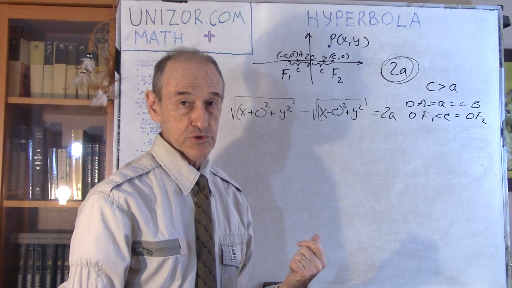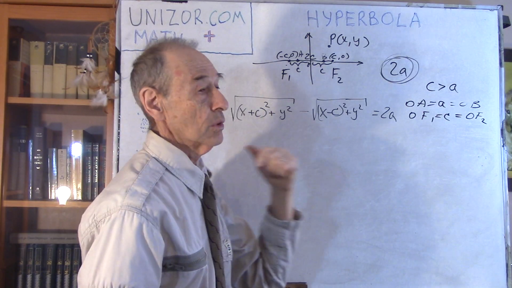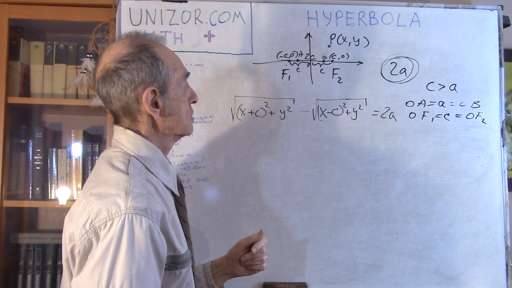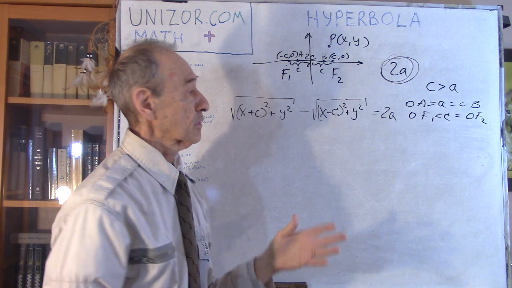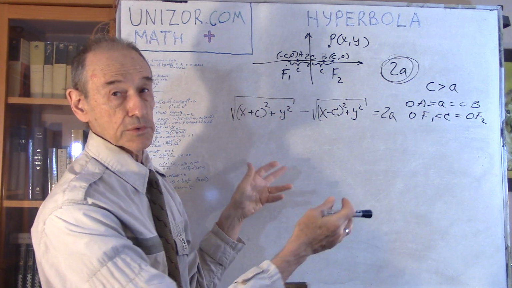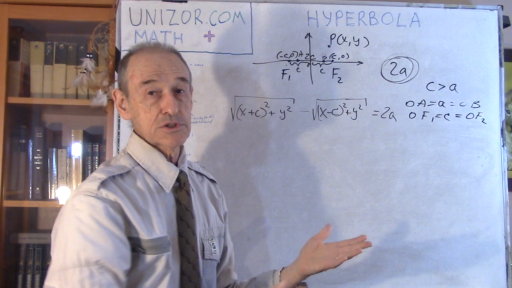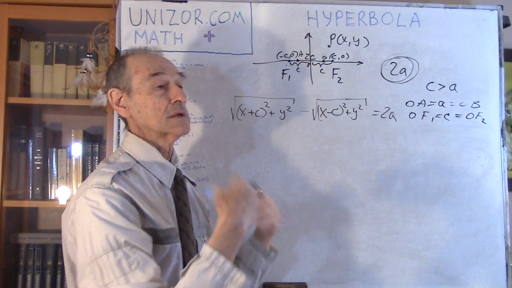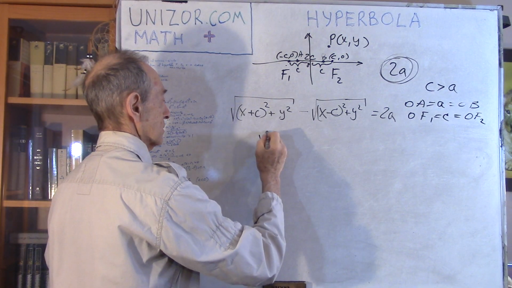In the notes for this lecture, which you can find on Unizor.com, you go to Math Plus for all, choose geometry and choose hyperbola in the menus. You will see the full derivation, but it's kind of straightforward. So what you do is you move one of the square roots to the right, square both sides, so you get rid of one square root, then again you isolate the square root on one side of the equation and everything else on another, square it again, cancel whatever is necessary, and as a result you will get this.